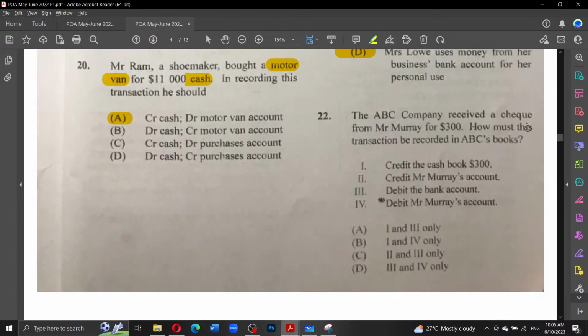ABC Company received a check from Mr. Murray for $300. How must this transaction be recorded in ABC's books? So the two accounts that are going to be affected are the bank, from the check, and the person from whom the money is received. We can call him a receivable because it seems as though he is one. So we have two current assets. What happens when an asset increases? We debit it. So we debit the bank account, and you have to credit the name of the person, the receivable. Credit Mr. Murray. So that is going to be 2 and 3.